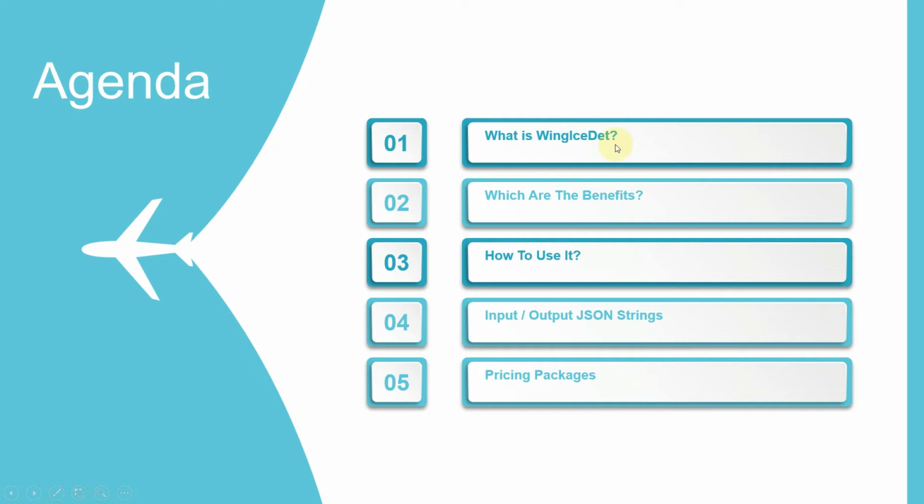Agenda. What is Wing IceDet? Which are the benefits? How to use it? Input and output JSON strings. Pricing packages.